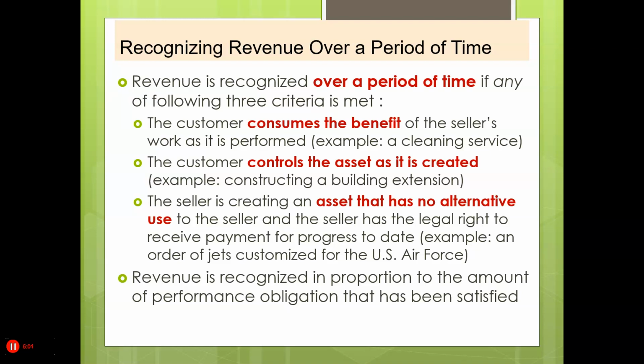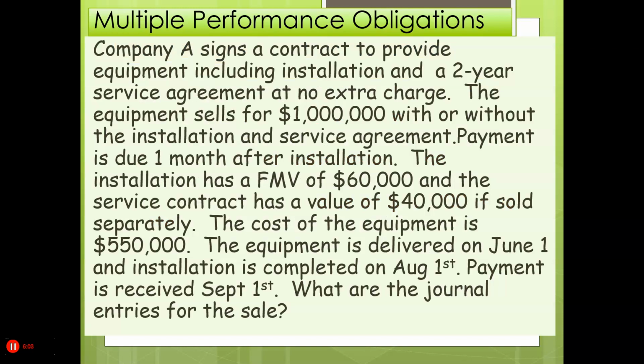So now let's look at another example. In this case, Company A signs a contract to provide equipment, including installation. So they're going to have equipment, they're going to have installation, and they're going to have a 2-year service agreement.